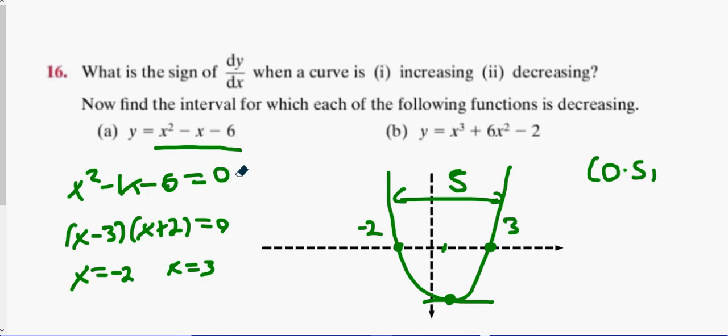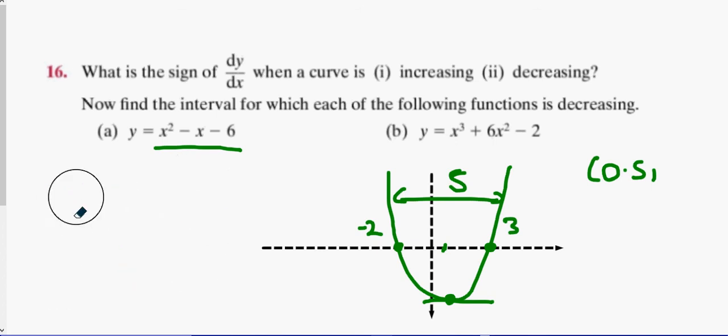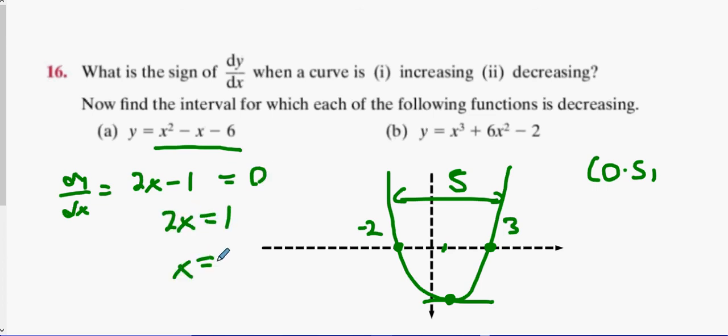Okay, here's the second way of figuring that out. What's the slope at the very bottom? The slope at the very bottom is 0. So I'm going to differentiate once. 2x minus 1 is the slope. When the slope is 0, there you go: 2x equals 1, x equals a half. Is that comparing with what we previously knew already? Halfway between the two intercepts would be your minimum point.